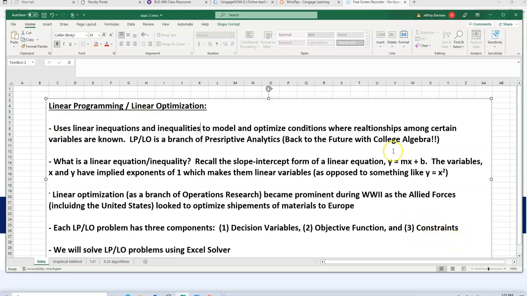And again, that's what makes this a branch of what we would consider prescriptive analytics, because the relationships between the variables are known. We just have to write them mathematically, typically as a linear inequality. But you'll actually see in one of the problems that I'm going to go through with you in the next video, we'll have one that's a constraint that is a linear equality.